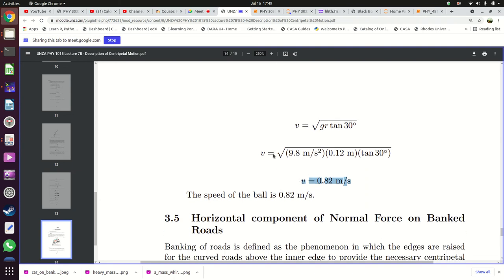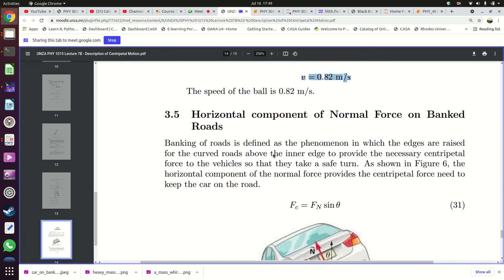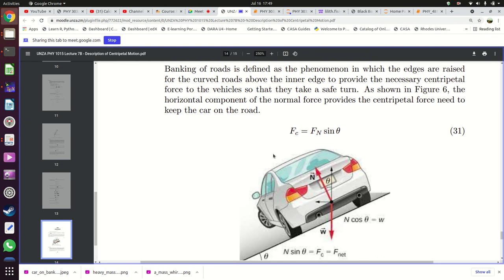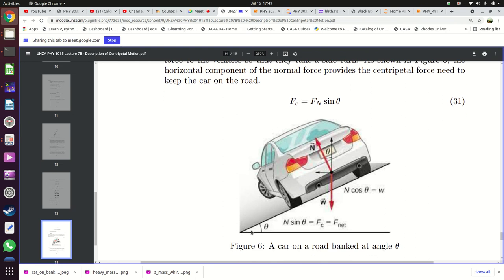Another type of circular motion is one which is provided by the normal force when you have a road which is banked. Basically, a banked road is a road where one of the surfaces has been tilted like this at an angle, theta. This is done by engineers so that they can keep the vehicle on the road by providing a centripetal force, a centripetal force which is based on the normal force.